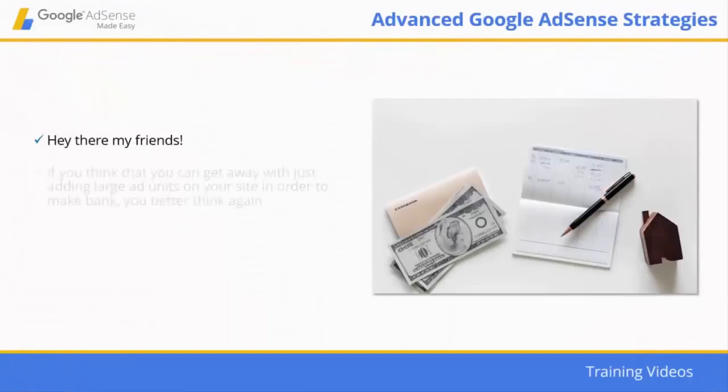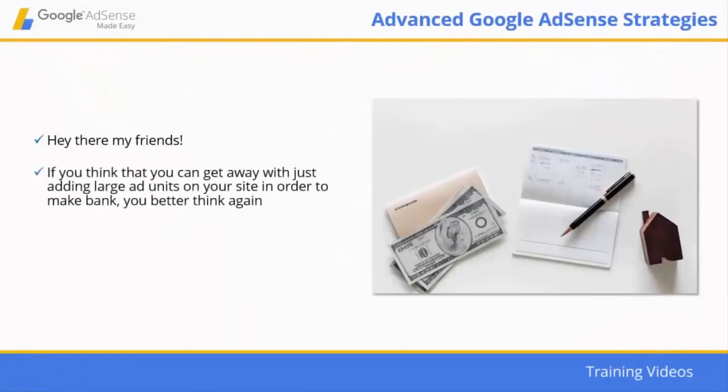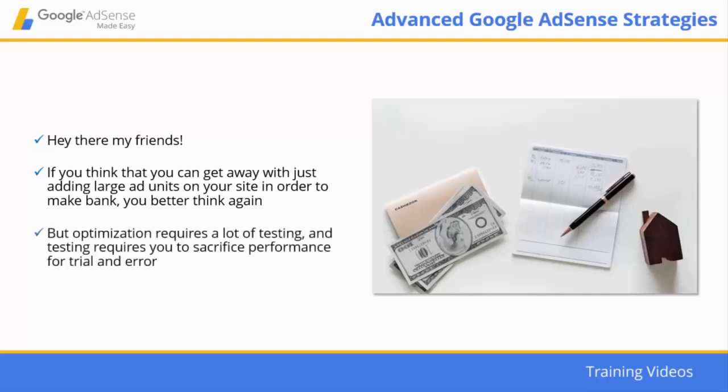Hey there, my friends. If you think that you can get away with just adding large ad units on your site in order to make bank, you better think again. Without optimizing your efforts, you will find sooner than later how difficult it can be to monetize your website's content, even if you're getting thousands of visits a month. But optimization requires a lot of testing, and testing requires you to sacrifice performance for trial and error. To help you avoid that, we've decided to give you the best tips and tricks that will allow you to optimize AdSense from the get-go.